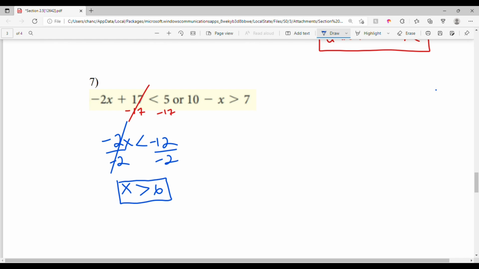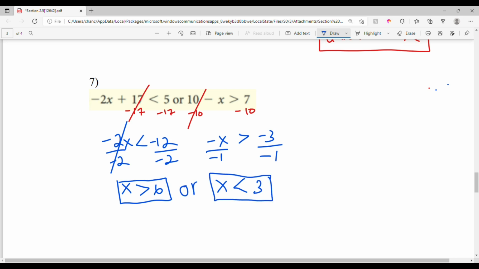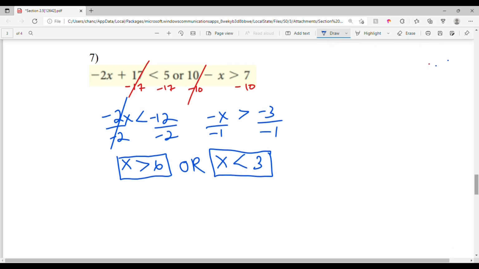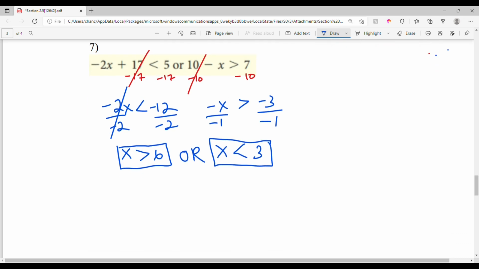We'll look at the other side. Subtract 10 to both sides. Negative x is greater than negative 3. And I have to solve for x, so let's divide both sides by negative 1 to get that x by itself. And what happens when you divide by negative? You gotta switch the direction of the sign, so we'll switch it the other way. Negative 3 divided by negative 1 is a positive 3. Don't forget that or between them, because we have x is greater than 6 or x is less than 3.